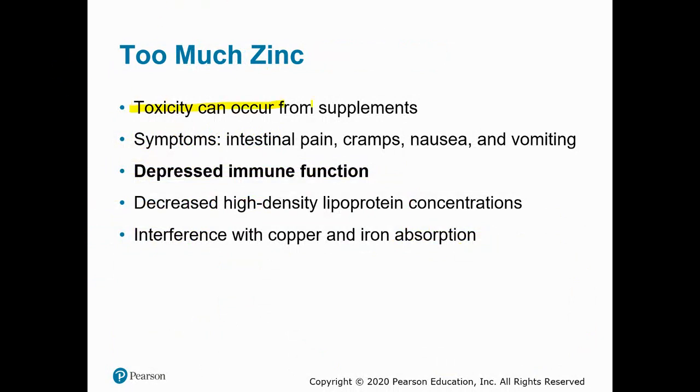And too much zinc, toxicity, is pretty much only occurring from supplementation. You're going to see intestinal pain, cramps, nausea, and vomiting, all things indicating that your body is trying to get this excess zinc out of you. Prolonged exposure to too much zinc can actually impair immune function. We're also going to see an interference with copper and iron absorption, and potentially zinc can also impair our HDL, or high density lipoprotein concentration.